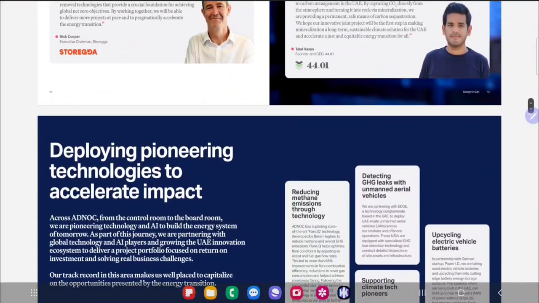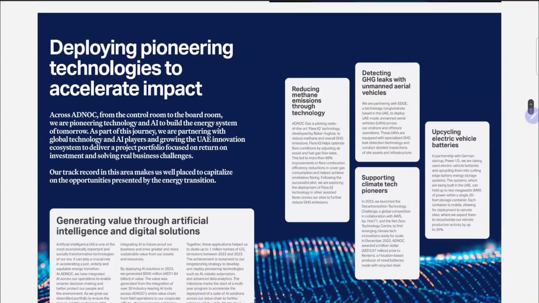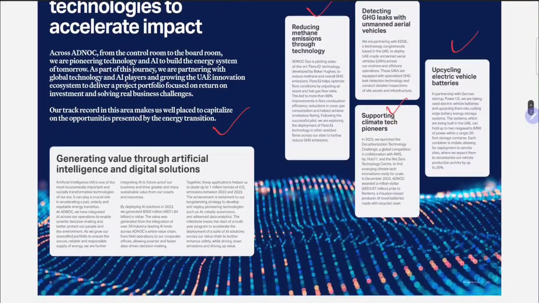Deploying pioneering technologies to accelerate impact, multiple technologies, innovative ideas, that information you can also see, which will again create a positive impact in the report.